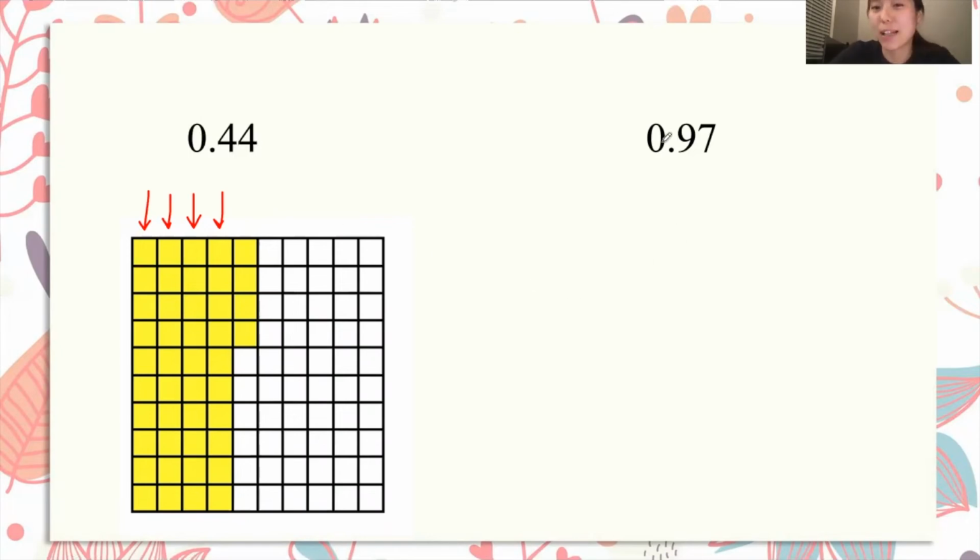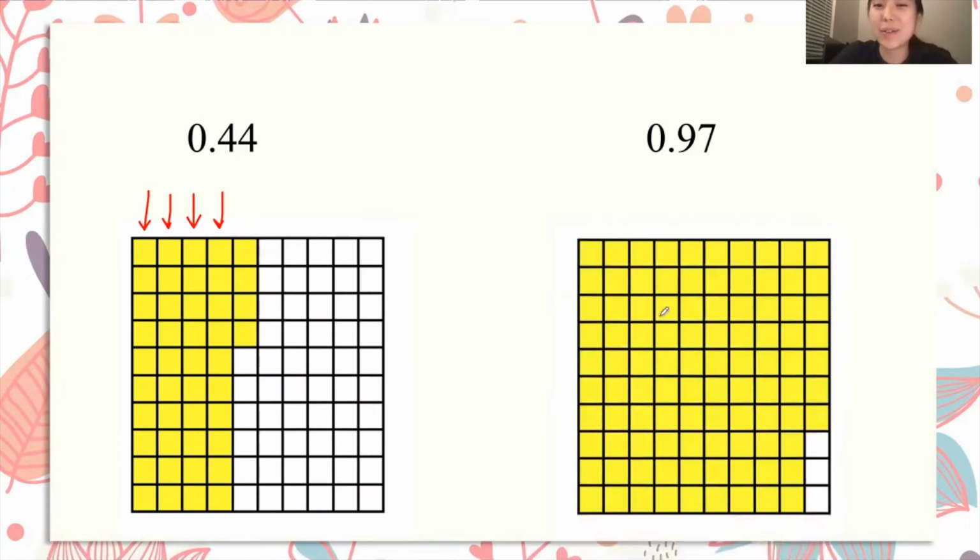Let's see the second one, 0.97, or we can call it 97/100. So the same, we can use our visual models to help. So I divide my unit square into 100 equal parts, and I shade 97 parts of them. So this is 97/100, and the first one is 44/100.